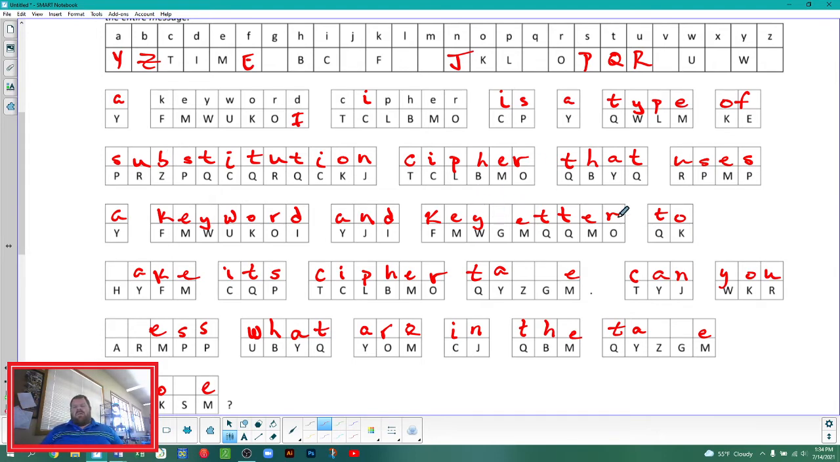key. What do we think this might be? I'm thinking a key letter. So G is L. So L is G. Okay, so I saw some of those. I saw some G's that I want to make L. Any other G's? Nope, that's about it. So a keyword cipher is a type of substitution cipher that uses a keyword and a key letter to blank its cipher blank.